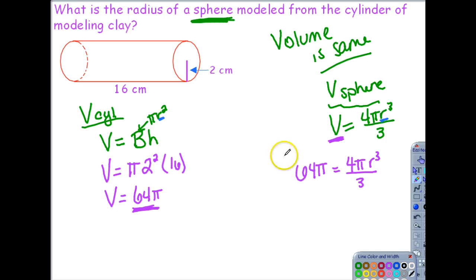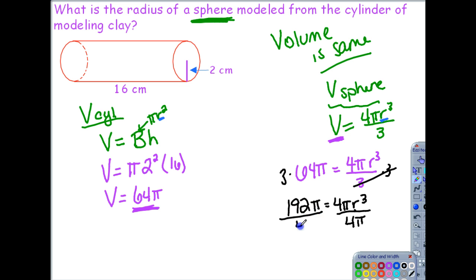All right, so here's what I'm thinking. Because 3 doesn't divide into 4, I'm just going to get rid of that by multiplying each side by 3. When I multiply 64 pi times 3, I get 192 pi. And that's equal to our 4 pi r cubed. I'm still trying to get r by itself, so I'm going to divide by 4 pi. Usually we put it in parentheses, but I'm noticing the pi's are going to cancel out. So I'm really only doing 192 divided by 4, and you get r cubed equals 48.